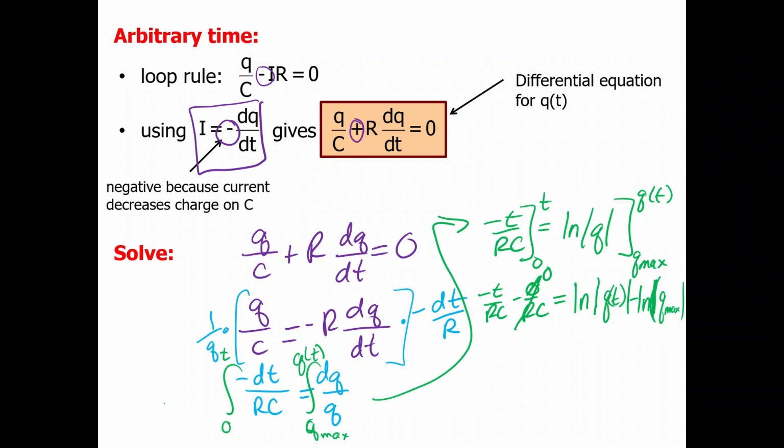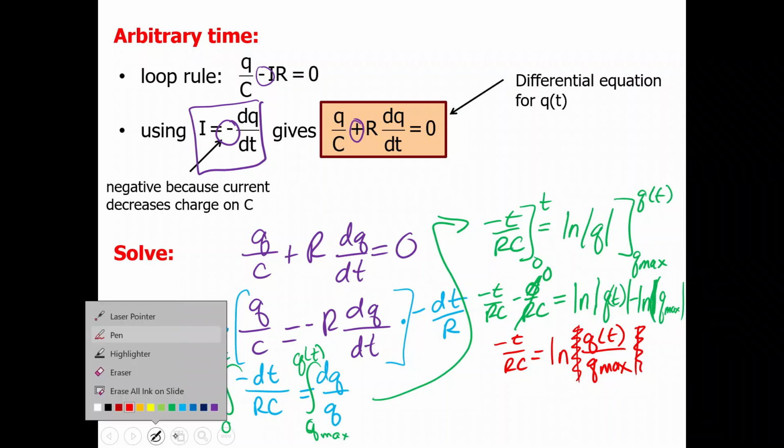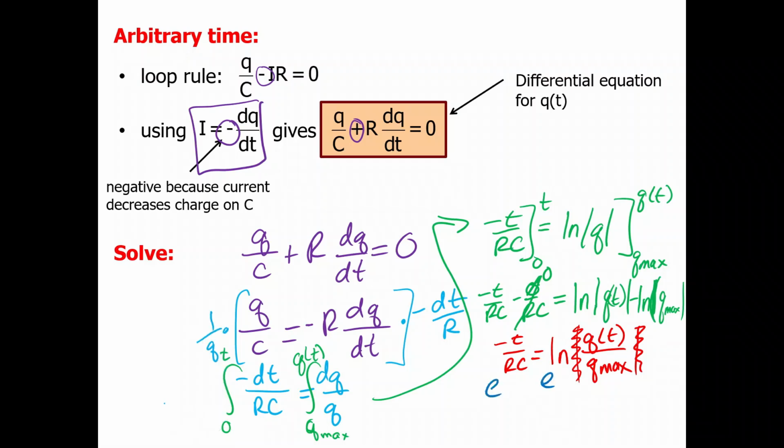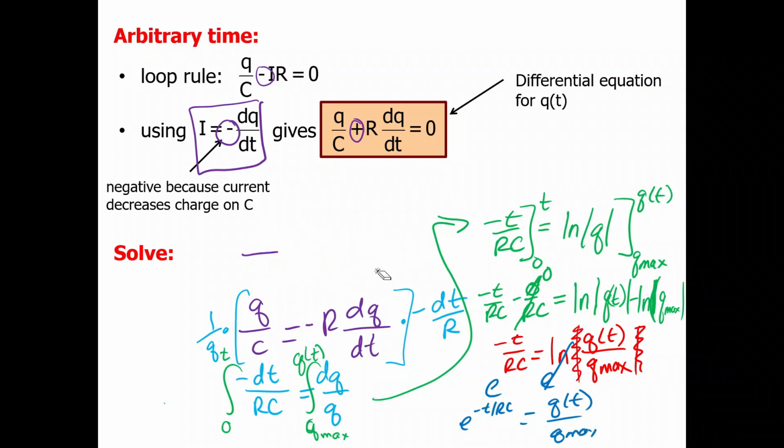We can then again combine those together. I get negative t over RC on the left is equal to natural log of q over q max. The absolute value is there, but you don't really need it because you can't have negative charge, so that's fine. And then to get q of t, you're going to have to do the exponential on both sides. So you get e to the negative t over RC is equal to q of t over q max. So then you just multiply q max on both sides.